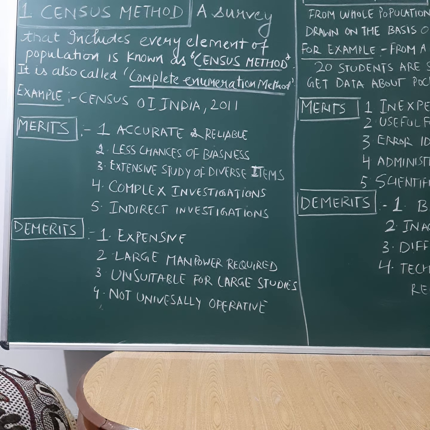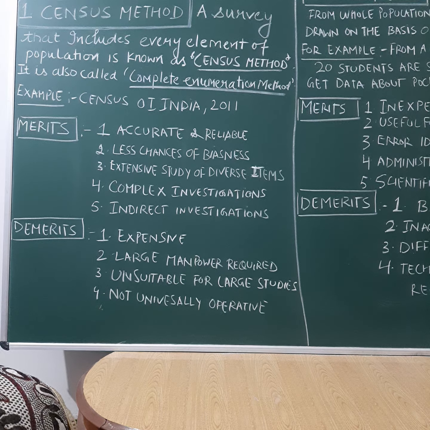Let's say I want to collect data regarding all the commerce students and their pocket money. I want to collect the data from all students, A and B section both, about their pocket money. Let's say in both sections the total number of students is 100. When I collect the data from each and every student, this means I will be collecting data from all 100 students. I will not miss any student. So this method will be known as the census method.